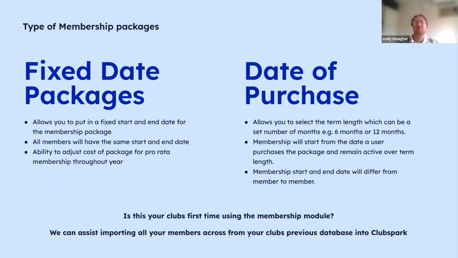So probably the first thing to mention before we get started, there are two types of membership packages. We have the fixed date packages, which a lot of clubs use at the moment. So everyone has the same start and end date. If your memberships are 1st of September till 31st of August next year, they'd be fixed date. Or you might do a date purchase package. So if I purchase my membership today on the 20th of August, and it's a 6-month or 12-month package, it would expire 6 months or 12 months from today's date. So probably just worth keeping in mind.